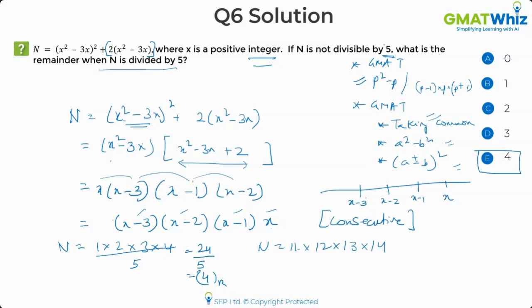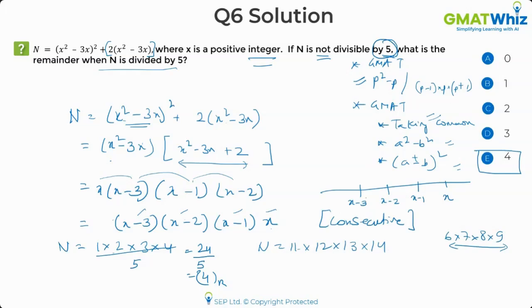4 consecutive numbers which are not divisible by 5. If they're not divisible by 5, that means these 4 numbers should not include a multiple of 5. So you can take it as 1, 2, 3, 4, or 6, 7, 8, 9, something like this. It should not have a 5 in it. As long as it does not have a 5 in it, you can take any 4 numbers to solve the question. Okay, Shivi is saying observation is key in such questions. Taking common made it easy.